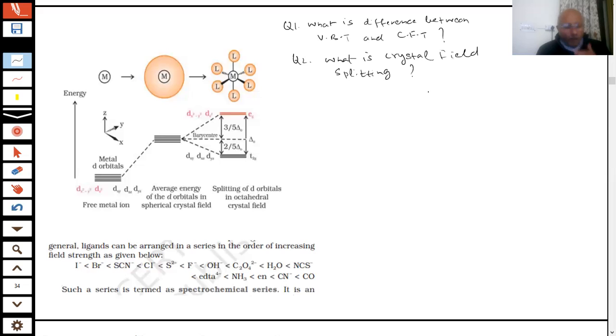Crystal field splitting is when the ligands approach the metal atom, and if it is octahedral, then the 5 d orbitals are split up due to the fact that dx² minus y² and dz² experience more repulsion and their energy is raised, whereas dxy, dyz and dxz do not interact. So this is known as crystal field splitting. Okay, students, I thank you.